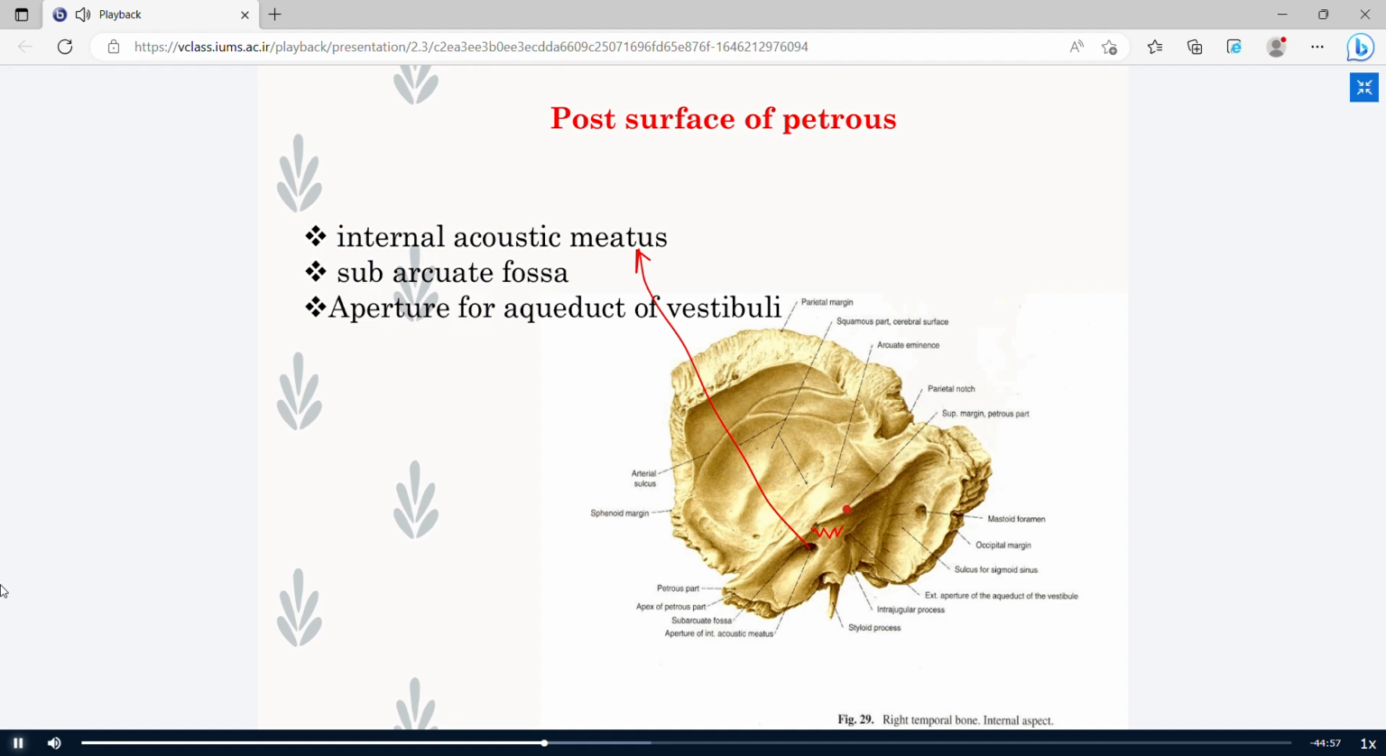This is the arcuate fossa, and inferior to the arcuate fossa on the posterior surface, there is a subarcuate fossa. It's here. And there is an aperture for the aqueductus vestibuli, and this connects with the endolymphatic sac and with the inner ear.